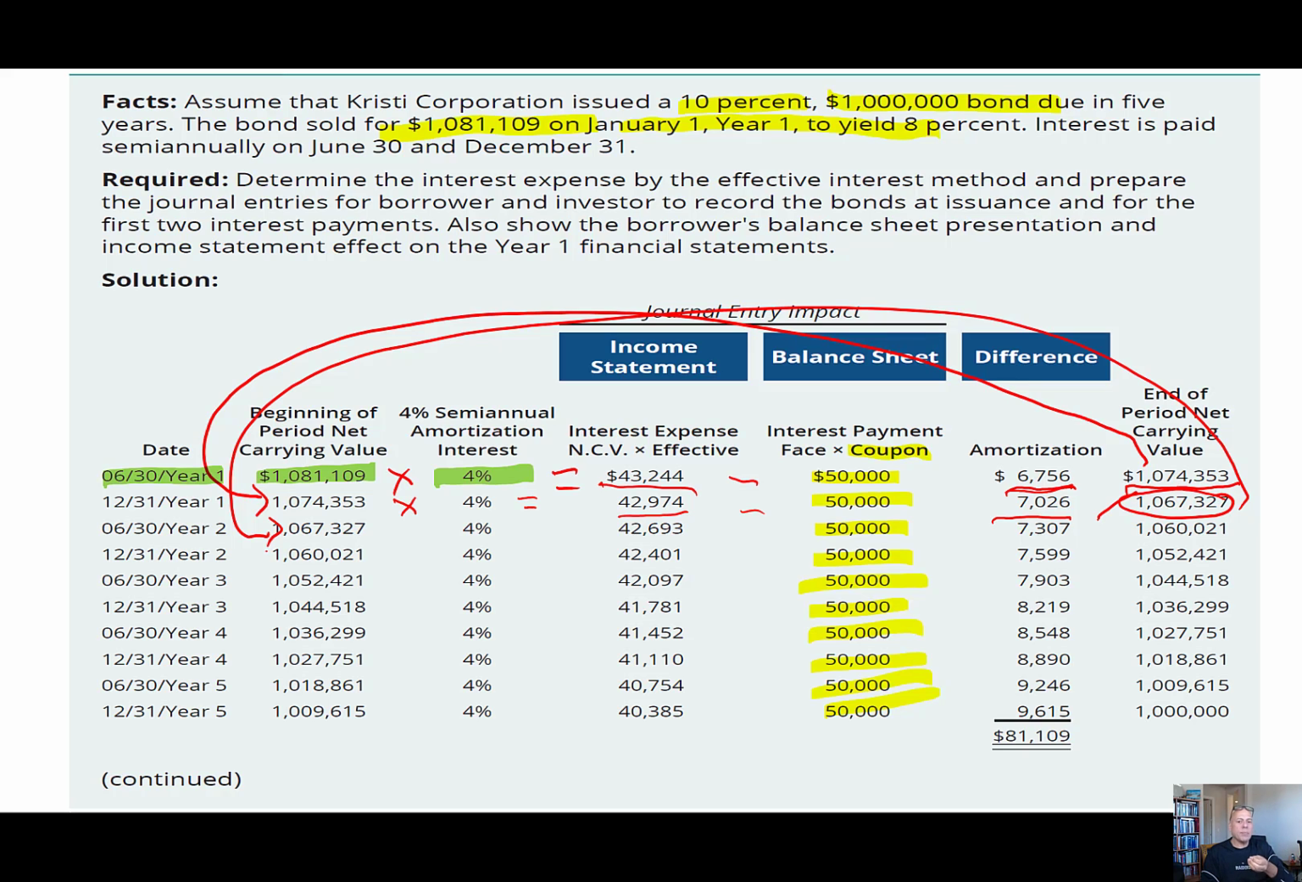US GAAP says you should use the effective interest method unless you can demonstrate to your auditors that the straight line is not materially different from the effective. Okay, so I reckon if you had a bond with a relatively low interest rate, probably the difference would not be that material. But in most cases, it's probably material enough that you should go ahead and use the effective. Or if the face of the bond was not that much, with a relatively low interest rate, there wouldn't be that big of a difference because you're dealing with overall smaller numbers, right? But it really depends on the size of the company, etc.